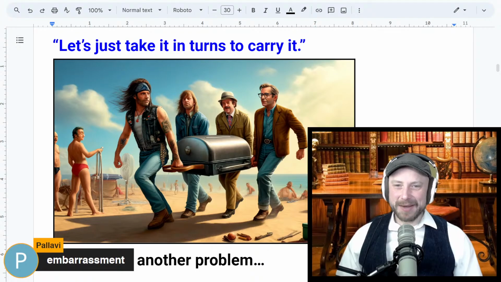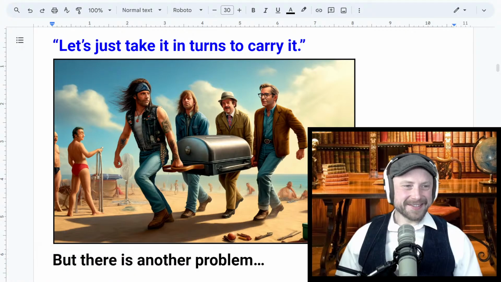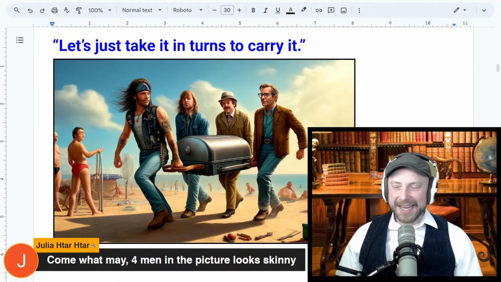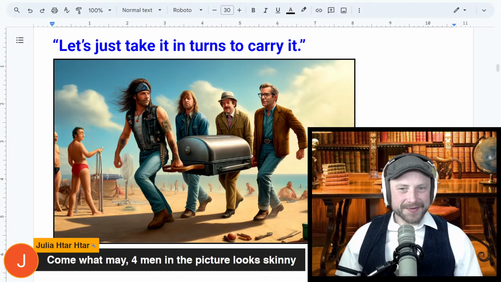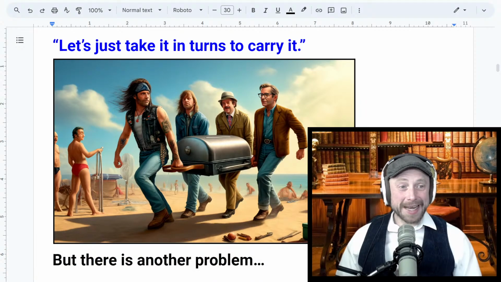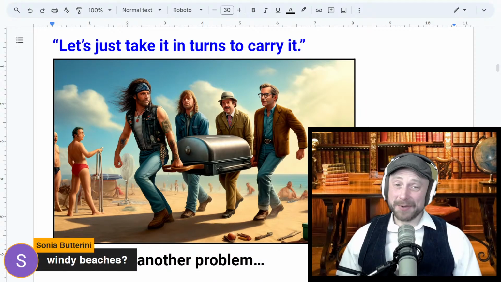Pallavi says embarrassment. No, my friends don't get embarrassed. They're a special kind of people. The 4 men in the picture look skinny. Yeah, my friends are not that skinny, actually. And also, I'm not friends with Ben Stiller on the left. It looks like Ben Stiller. Windy beaches, says Sonia. Yeah, that's a possibility.